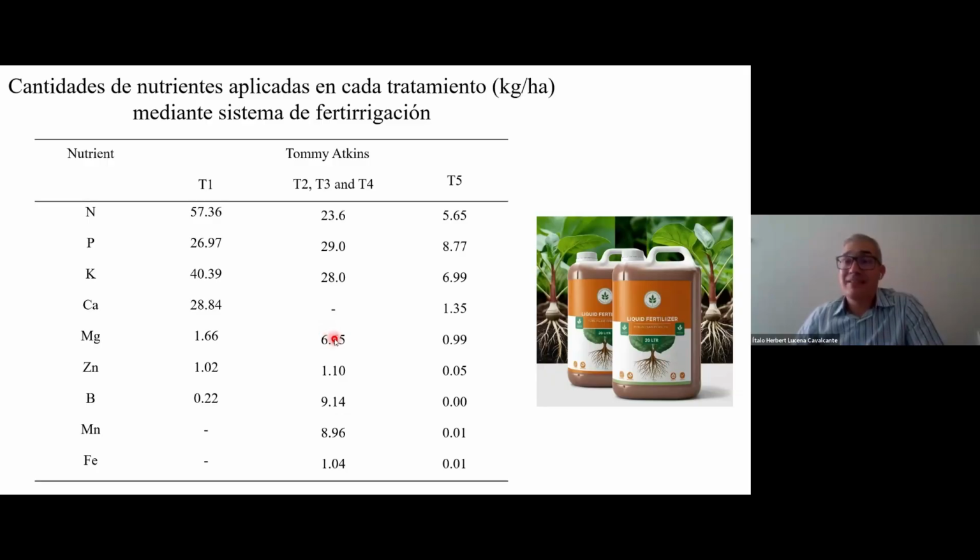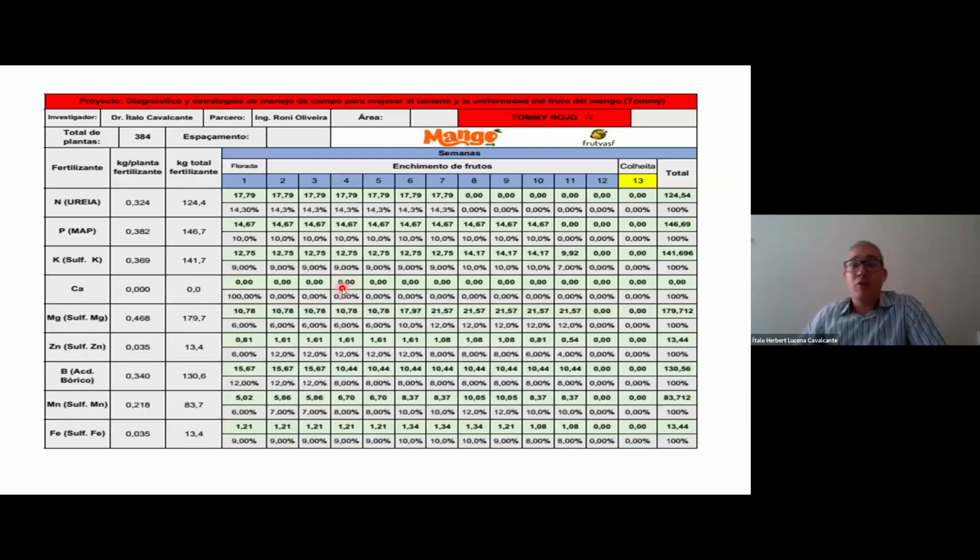And I thought that this would be the most efficient technical recommendations. If you see here, I reduced the application of potassium. The T1 averaged 40.39, and I recommended 28. And this was based entirely on the conditions in the soil and in the leaves.